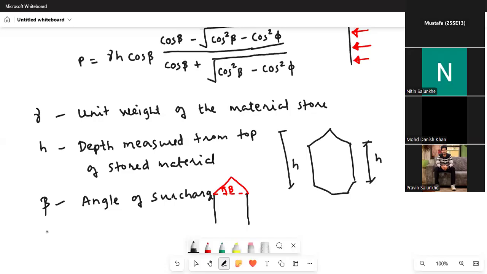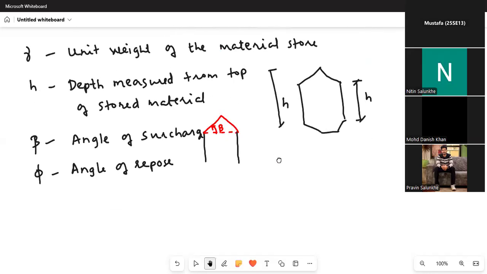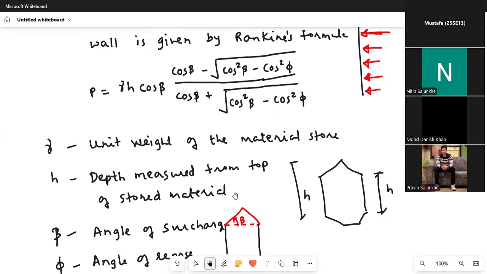And next we have phi. Phi is the angle of repose, or you can call it the angle of friction between the material. Okay, angle of repose is also called the angle of friction between the material. So this is how we have the formula, and we have seen the different notation used in the formula.